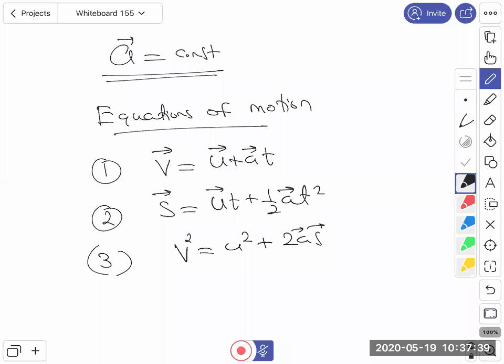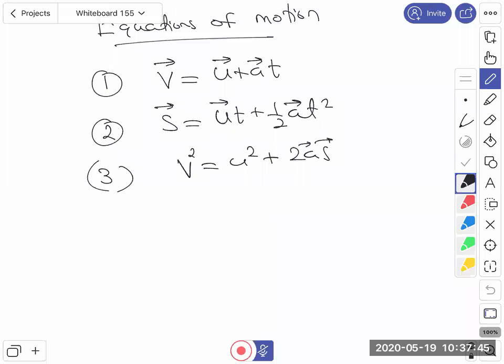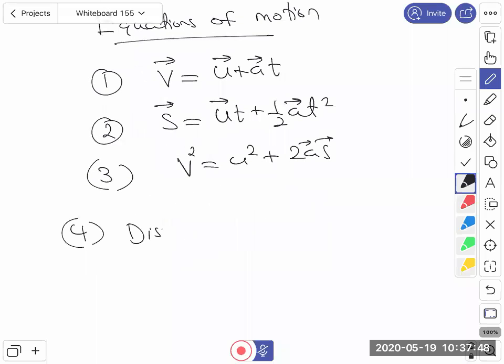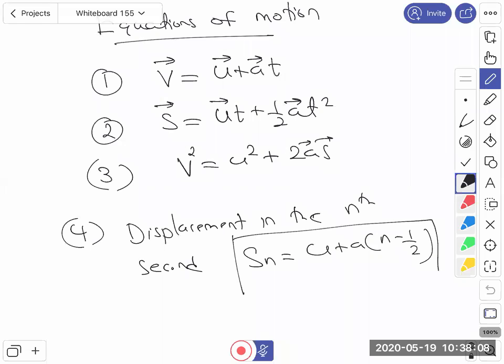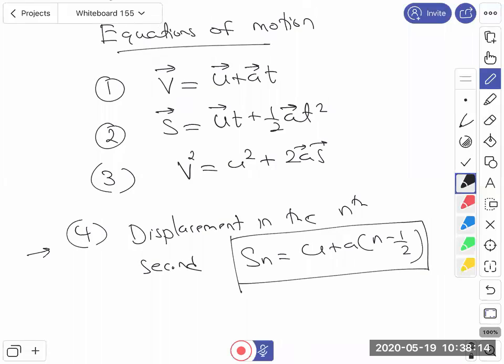And along with that, we are adding one more equation, which is known as displacement in the nth second. So you need to remember one more equation, that is displacement in the nth second. It is normally represented by Sn, which is equal to u plus a into (n minus half). You can just write down these equations. Now we'll discuss what this displacement in the nth second is. And just remember these are valid only when acceleration is constant.